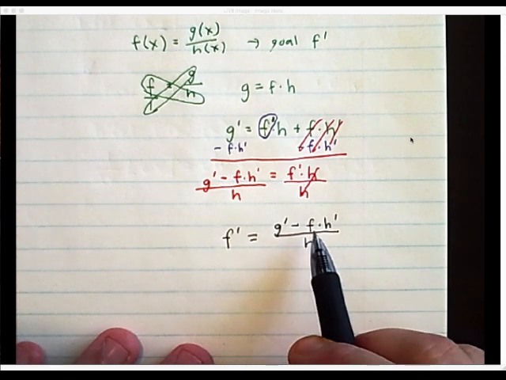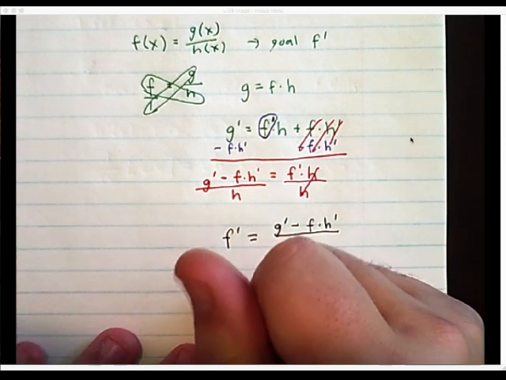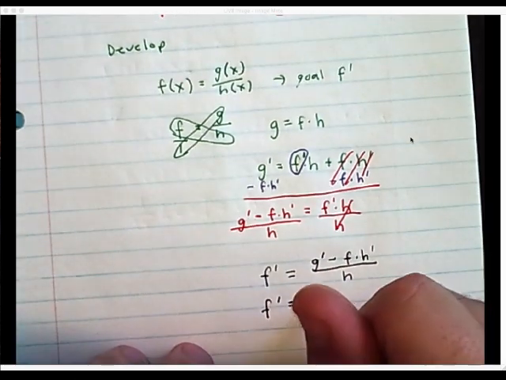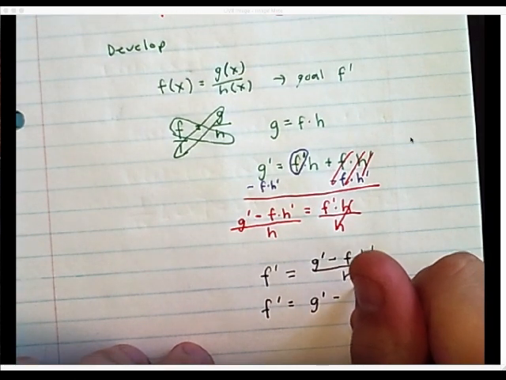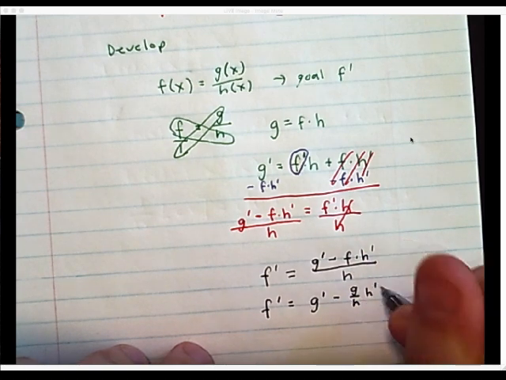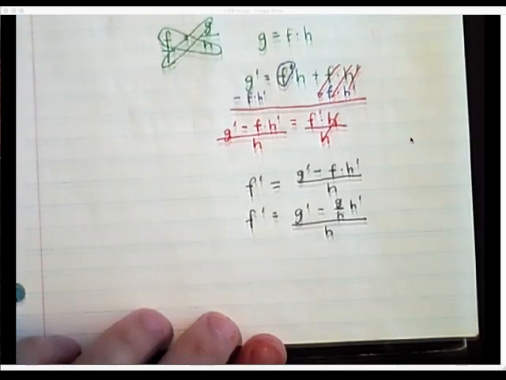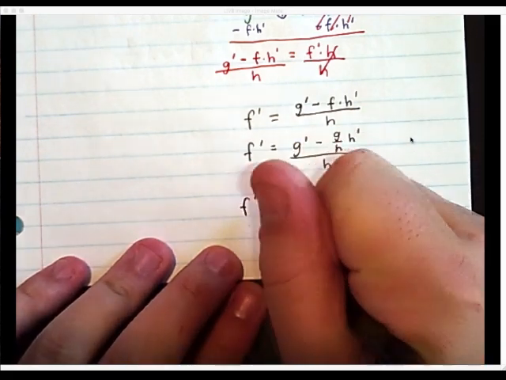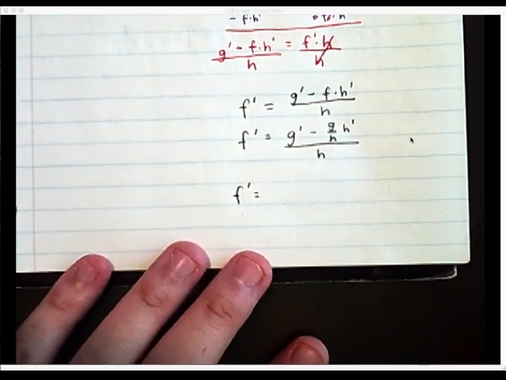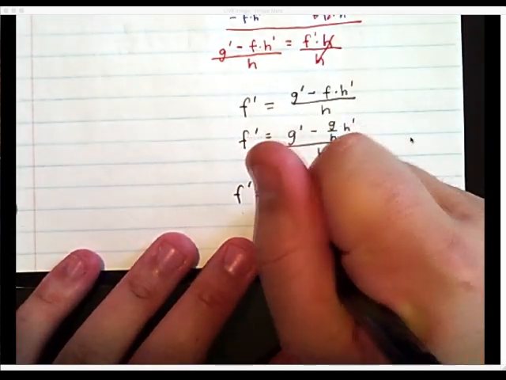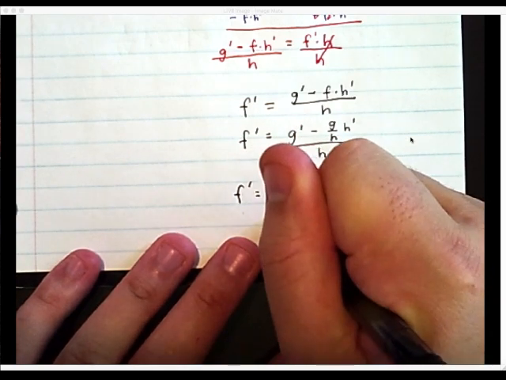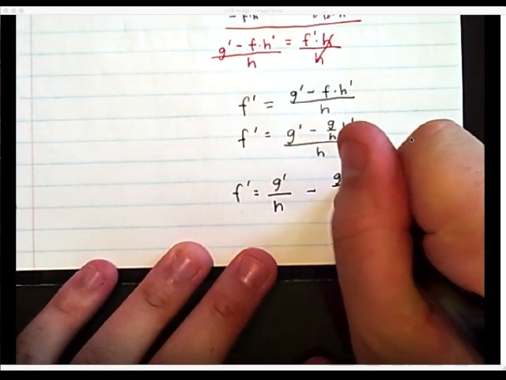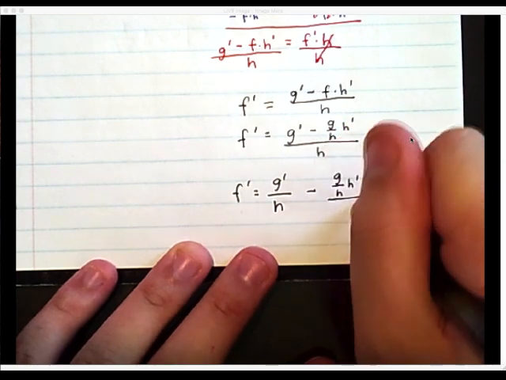But what is f? We go back here and we ask ourselves, well, what's f? f is g over h. So if I resubstitute that, I get g over h times h prime all over h. If I further break this apart, I can take each term in the numerator and divide it by the denominator. So I have g prime over h minus g over h times h prime all over h.